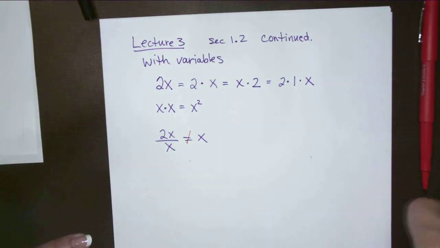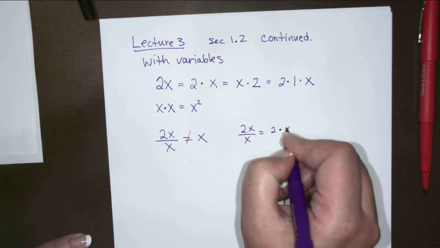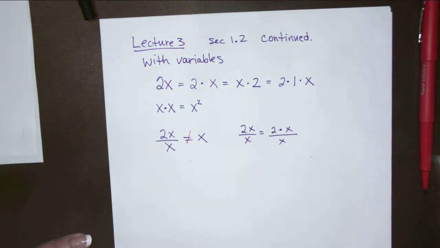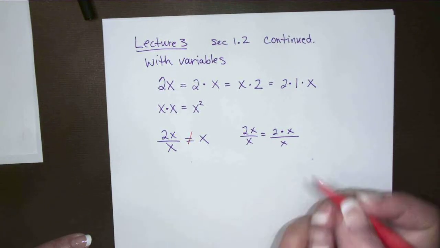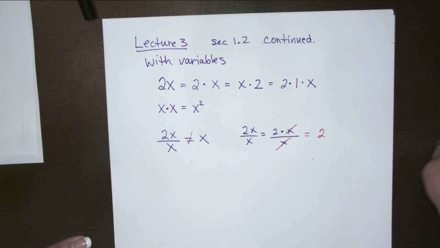What should it be? This is 2 times x over x. Same rule as before. If there's something in common, we can cancel it out. And it equals 2. Now there's another problem when you're canceling out variables, and what is that?